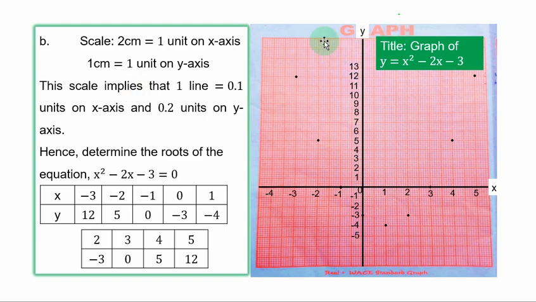Okay, so we start by restating the scale. The scale is 2 cm to 1 unit on the s-axis and 2 cm to 1 unit on the y-axis. This scale implies that one line is equal to 0.1 units on the s-axis and 0.2 units on the y-axis.